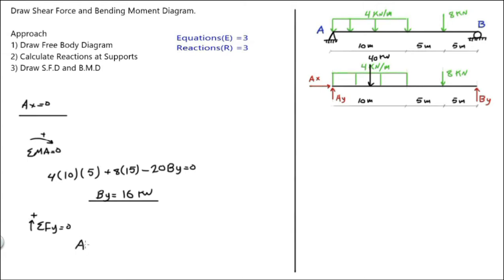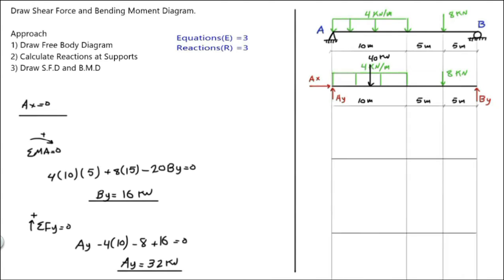So we have Ay minus 4 by 10, which is 40 here, minus 8 plus 16 equals to 0. So calculating that will give us Ay equals to 32 kilonewton. Now we have all the reactions. Now let's move on and draw the shear force diagram.